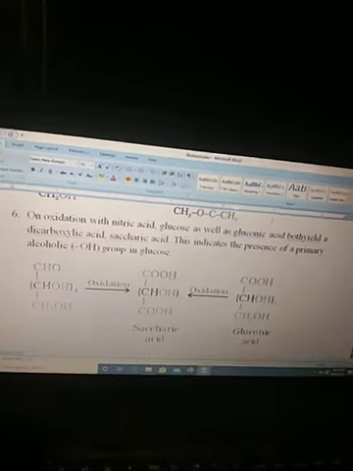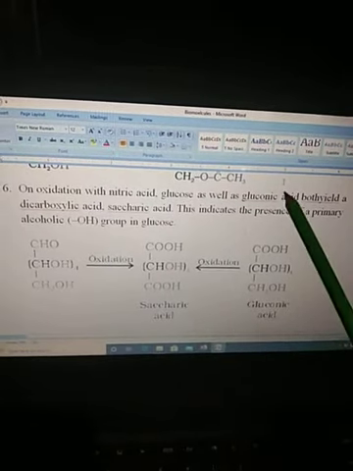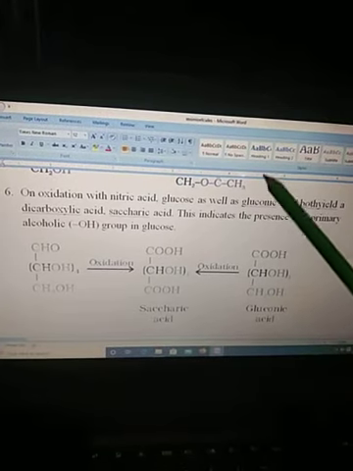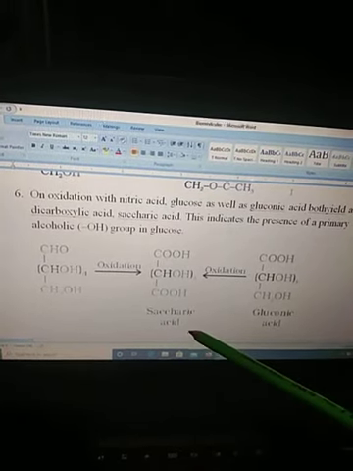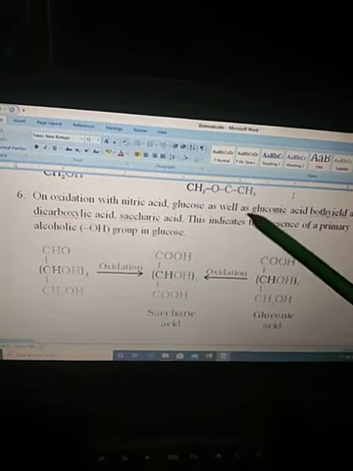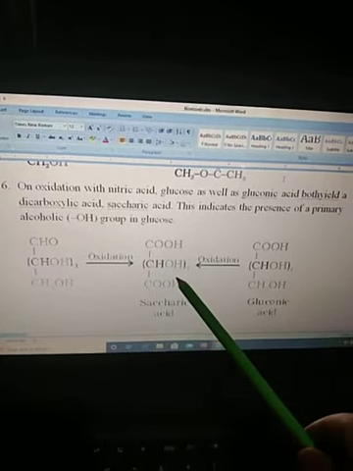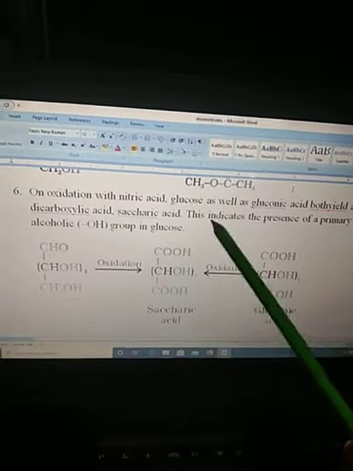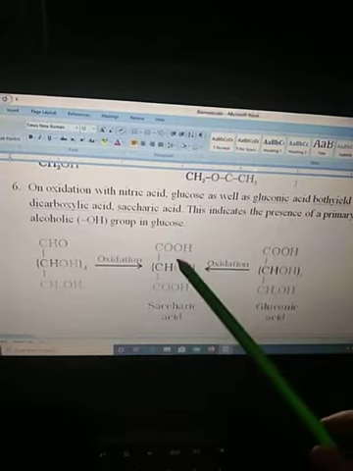Now next, when you oxidize this with nitric acid, gluconic acid is formed, and this gluconic acid on further oxidation will give you saccharic acid. This indicates the presence of a primary alcohol OH in the glucose molecule. So in the glucose molecule, we know that we have 4 secondary alcohols and 1 primary alcohol.